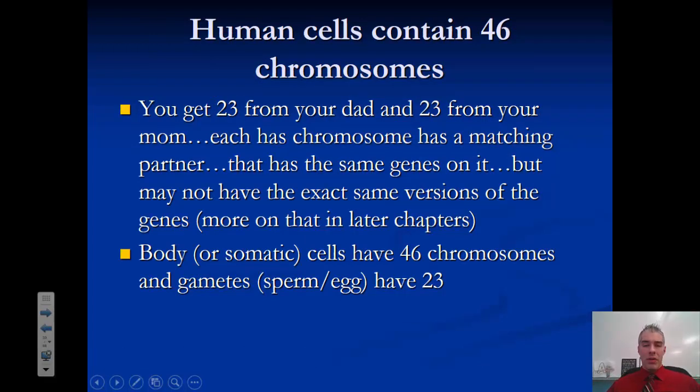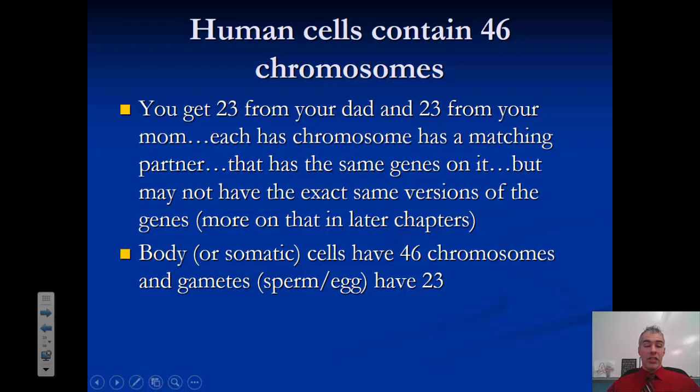You get 23 from your mom and 23 from your dad. So each chromosome has a matching partner, which is called a homologous chromosome. It has the same genes on it, but sometimes it has different versions of the gene. Like you have genes for eye color, they'd both be on the same chromosome, but you can have different versions. Maybe you got a brown from your mom and a blue from your dad, for example. But we're going to talk about that more in later chapters.